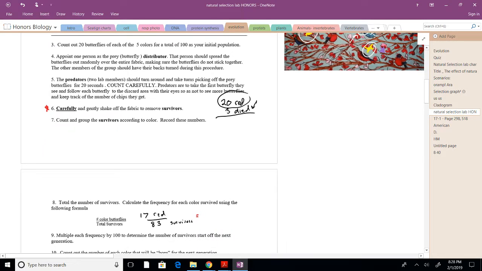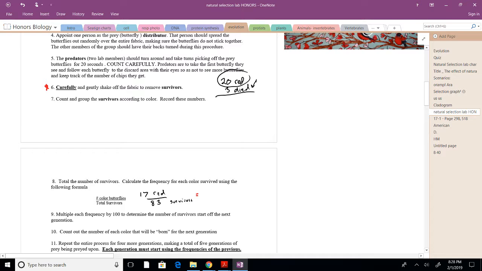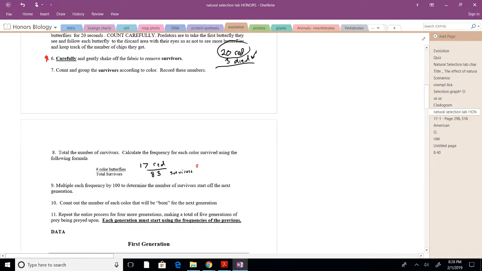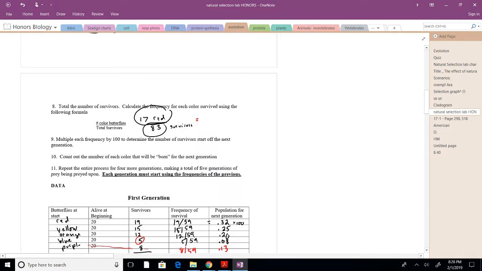Then you fill out and calculate. And this is where there can be a little bit of frustration at first. You're going to be calculating the frequency of your survivors. In order to do that, you're going to count and group the survivors according to the color, record the numbers on your data, and then once you have that, you're going to figure out your frequencies. So if 17 red survived out of 83 total survivors, then you're going to calculate that out, and that's going to be your frequency.